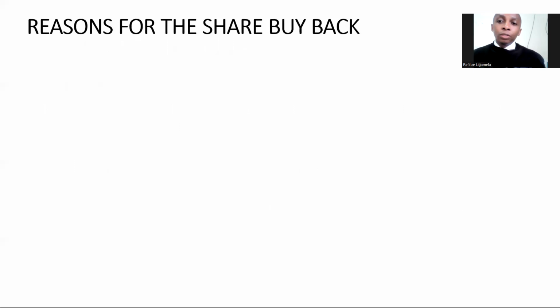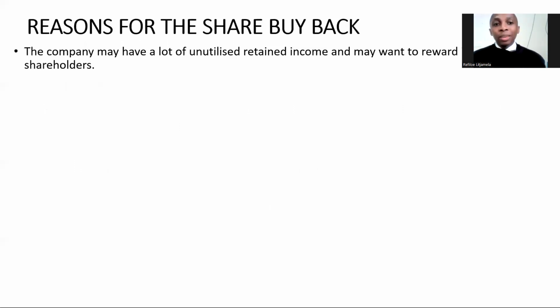And here are the reasons for the buyback. The company may have a lot of unutilized retained income and may want to reward its shareholders. Retained income is simply all your unused profits. So you will simply take those unused profits and reward your shareholders by giving them the money they invested in the business. So you're paying them back. That's why we call it a reward to the shareholders for their vested interest in the business.